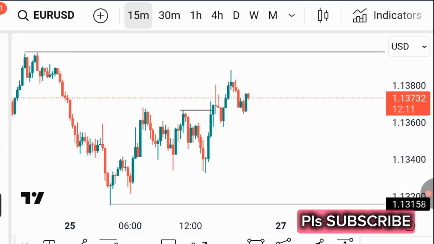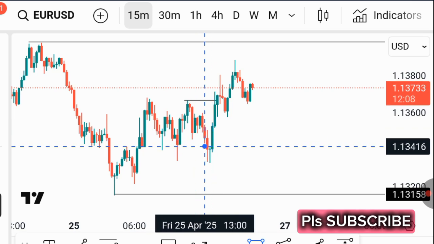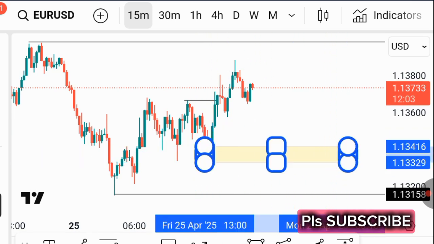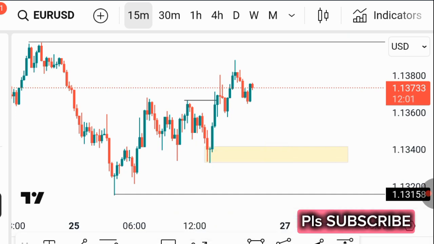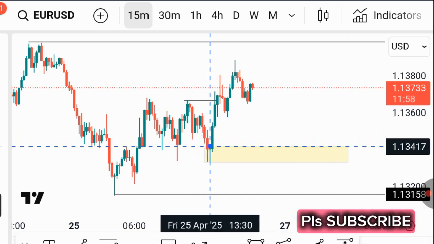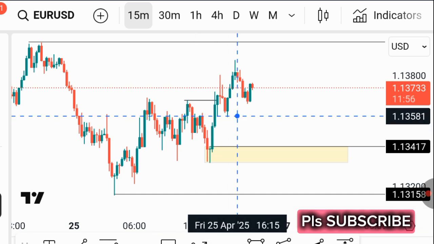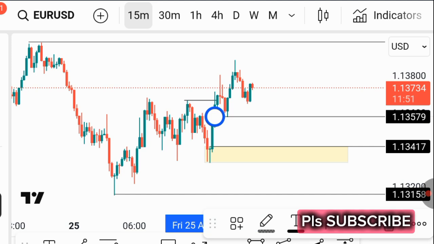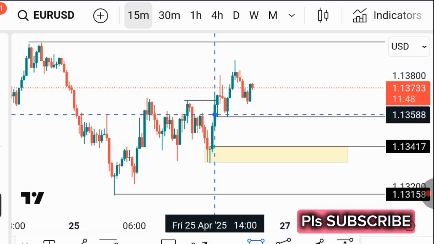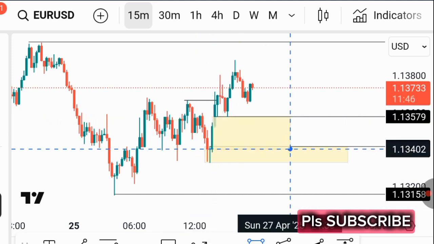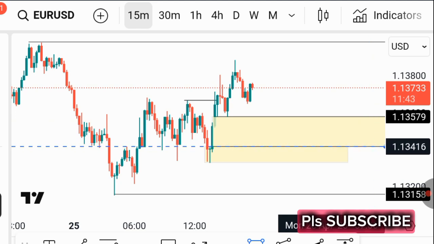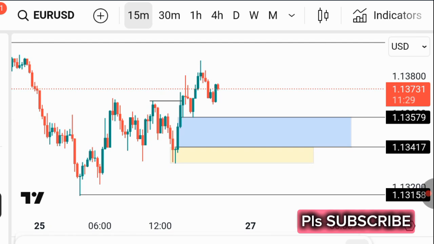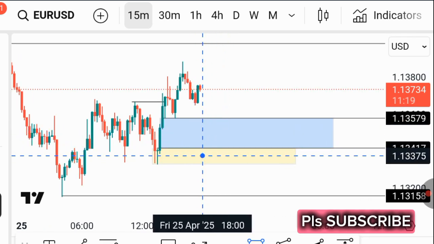So right here is our order block level. Over here is our order block level, and then we have our fair value gap from this area here and this very area right here. So these are our fair value gap. Let me use this to highlight the fair value gap. Let me give it a different color. So this is our fair value gap and this is our order block level.